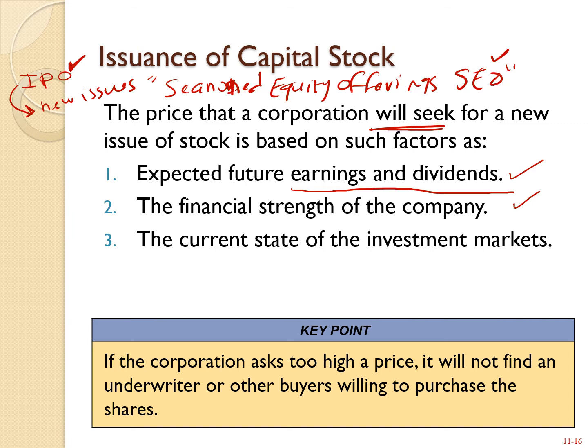And the current state of the investment market. If the whole market is not doing well, for example, in the 2008 meltdown of the economy, no one will be willing to give their money to companies. All companies, all the investment market was in a recession or melting down, and no one would be interested in putting their money or bearing that risk. So this is a macroeconomic factor. So these three factors determine the selling price of the newly issued stocks.